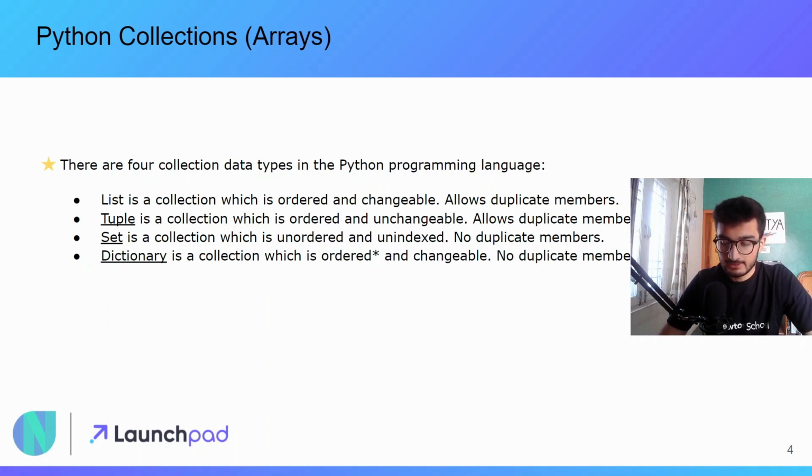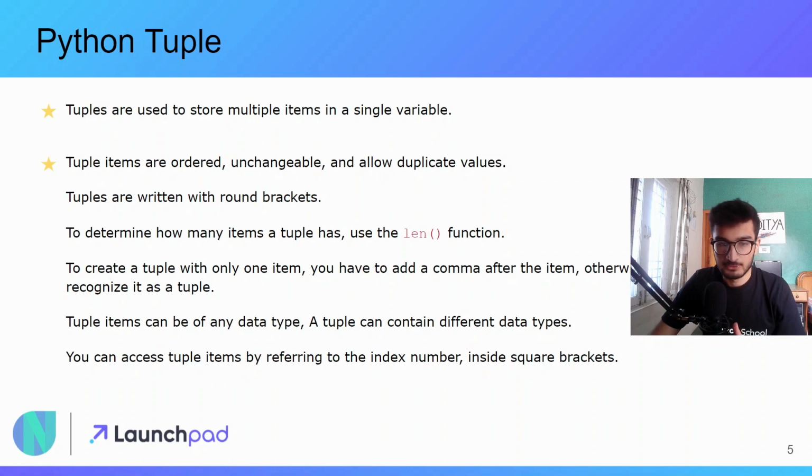Let's get started. So we are talking about Python collections and we have seen lists in Python along with the different methods in the previous video. In this video, we'll get started with tuples. It is a collection which is ordered and unchangeable. Unlike lists, which were changeable, as in you can change the different elements, tuples are not changeable. Once they are made, they cannot be changed. They also allow duplicate elements.